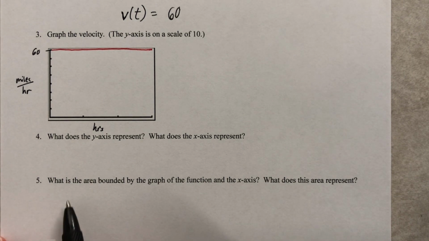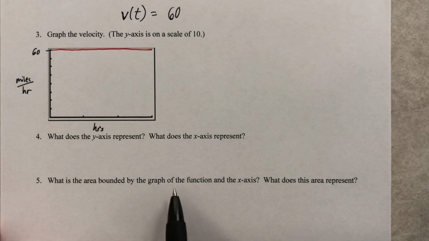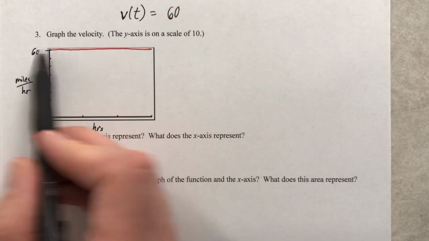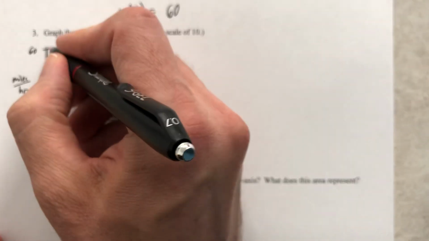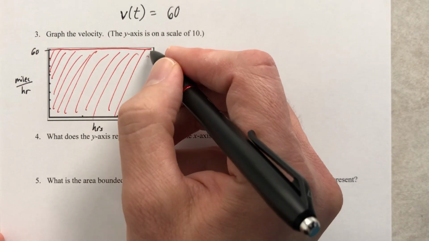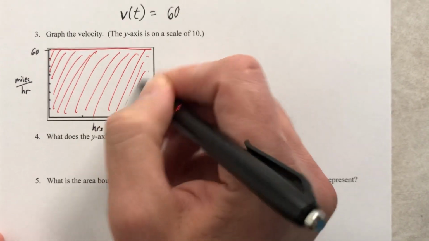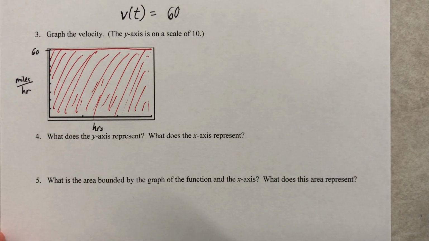And then what is the area bounded by the graph of the function and the x-axis? Okay, let's read that carefully. What's the area that's bounded by the graph of the function, this horizontal red line at y equals 60, and the x-axis? I want to know what's the area of that rectangle that I just did a terrible job shading. What is the area of that?